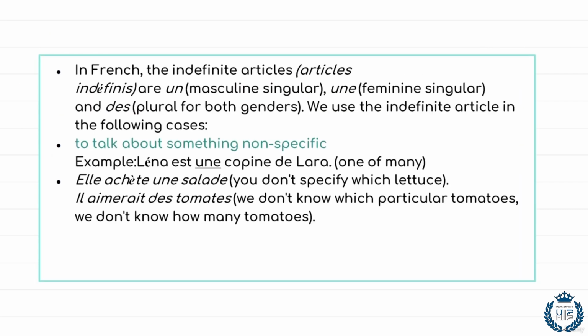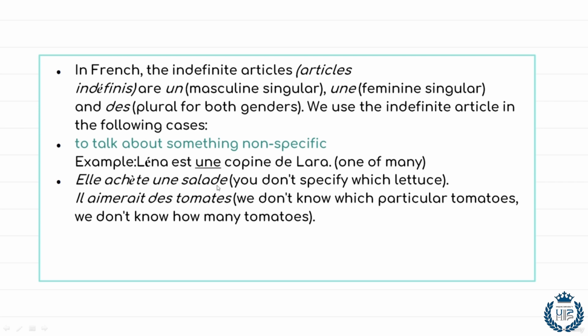In French, the indefinite articles (articles indéfinis) are un, masculine singular, une, feminine singular, and des, plural for both genders. Let's repeat them again. Un, masculine singular, une, feminine singular, and des, plural for both genders. We use these indefinite articles in the following cases.